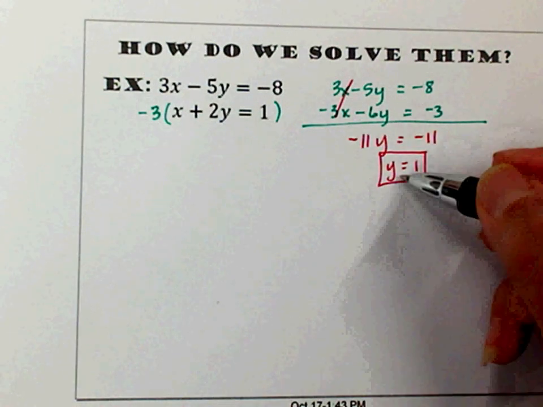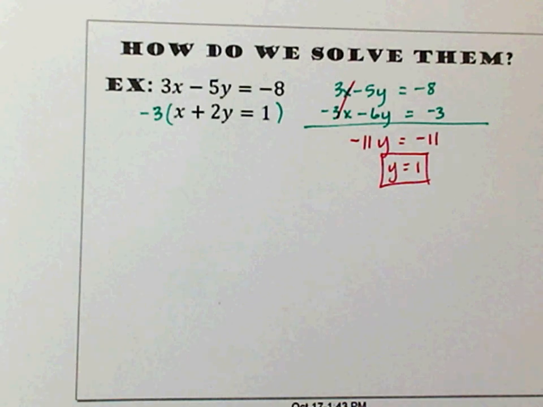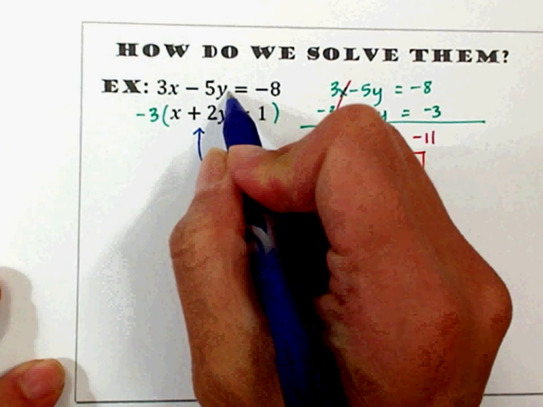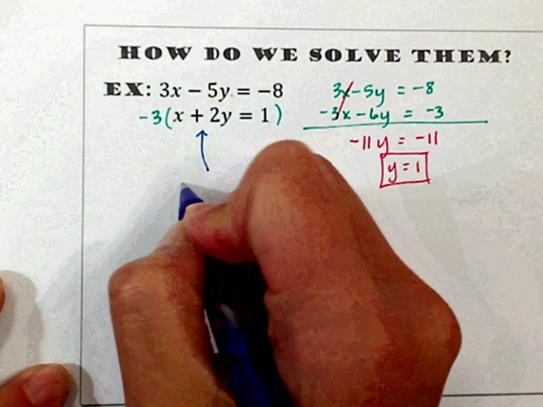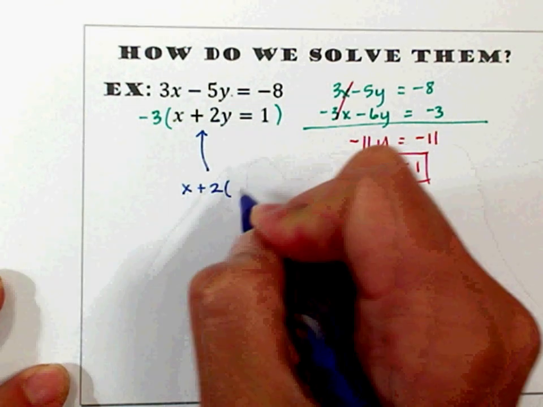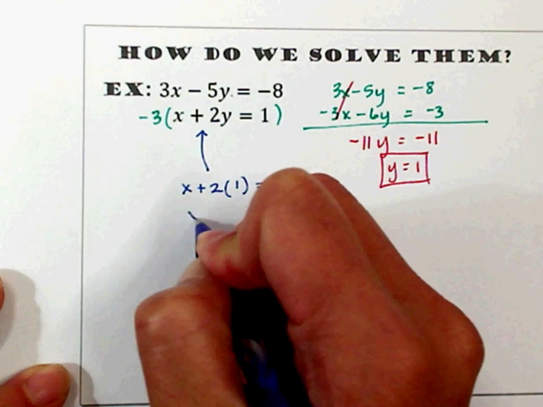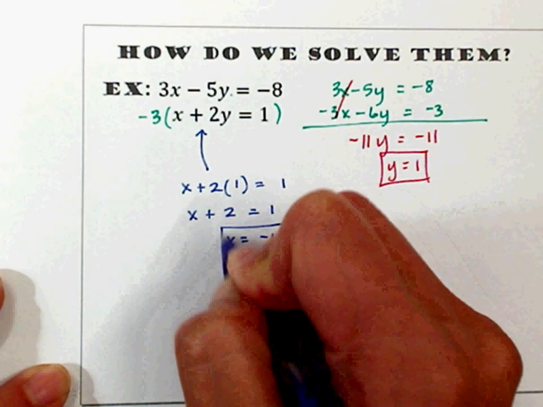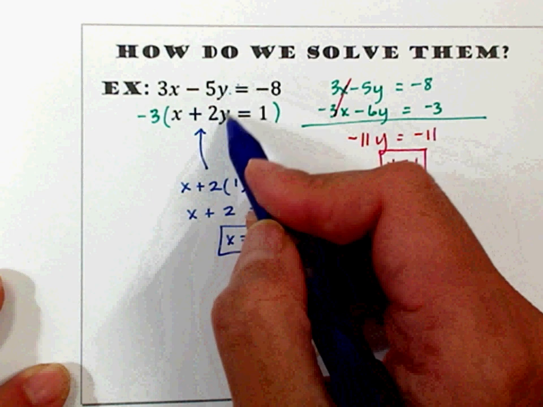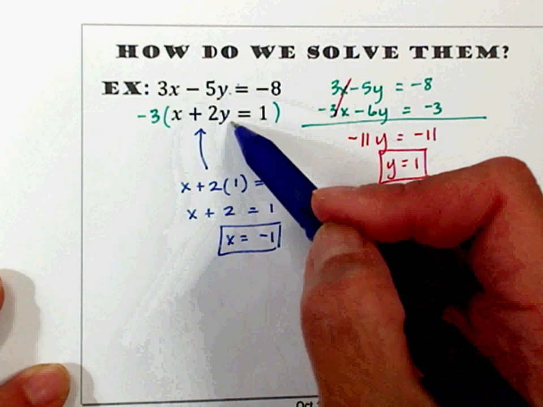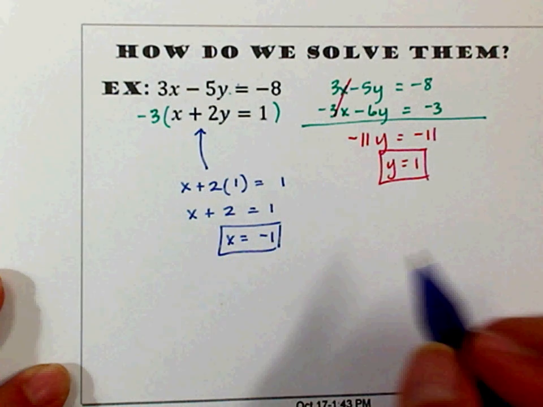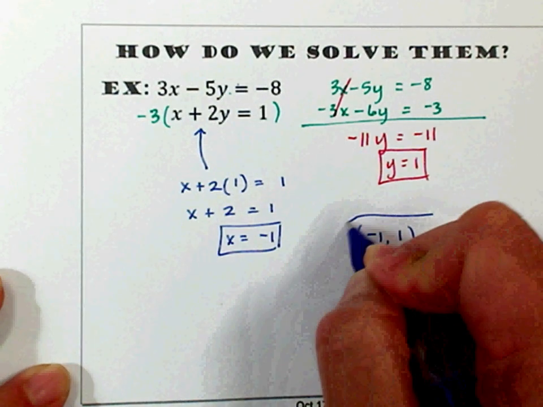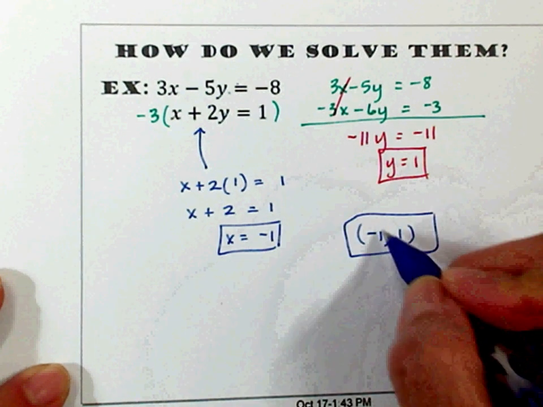Now I have y, I'm going to go and solve for x. How do you solve for x? You can plug it into this one or this one. All right, so you have x plus 2, y is 1, is equal to 1. So x plus 2 is equal to 1, x is equal to negative 1. So where are these two that's going to have an x and a y that I can use for both of them is going to satisfy it? That intersection is at negative 1 and 1. See that? There's your x, there's your y.